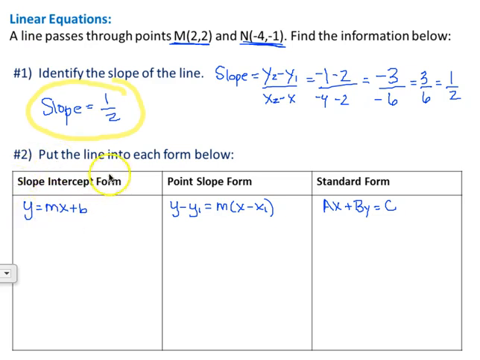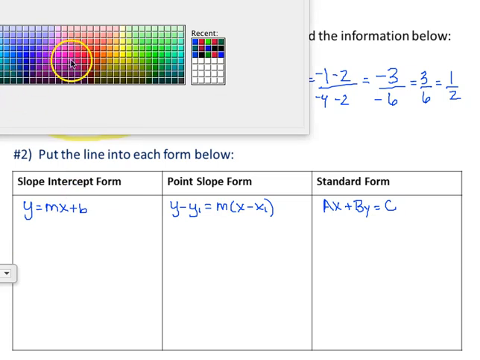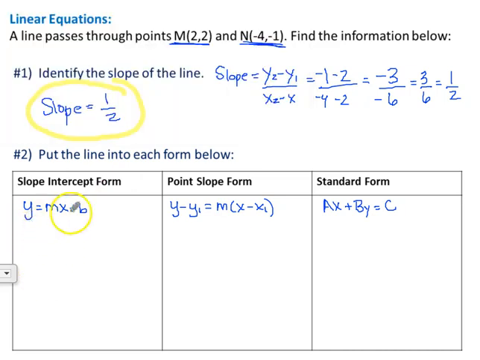So let's start with the slope-intercept form. So we know the slope-intercept form is represented by y equals mx plus b, and we already know the slope, but we don't know the y-intercept. But we have enough information that we can plug into the equation to find the y-intercept. So what I'm going to do is choose one of my points.